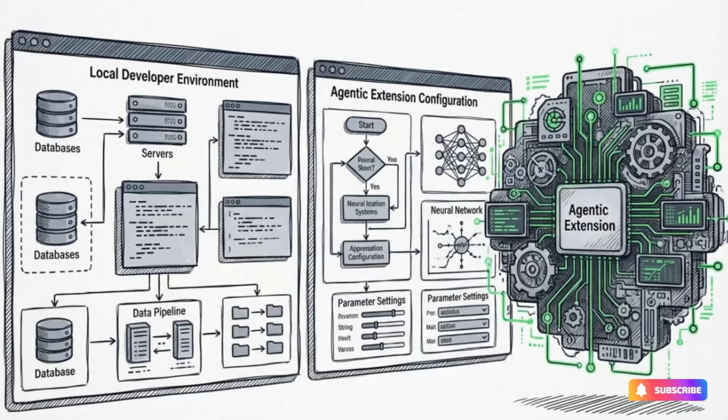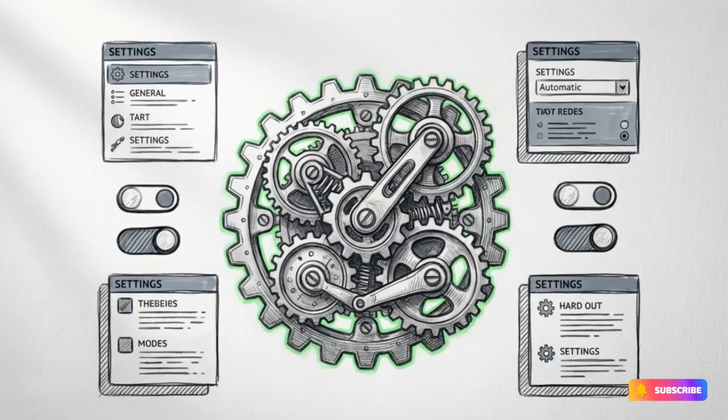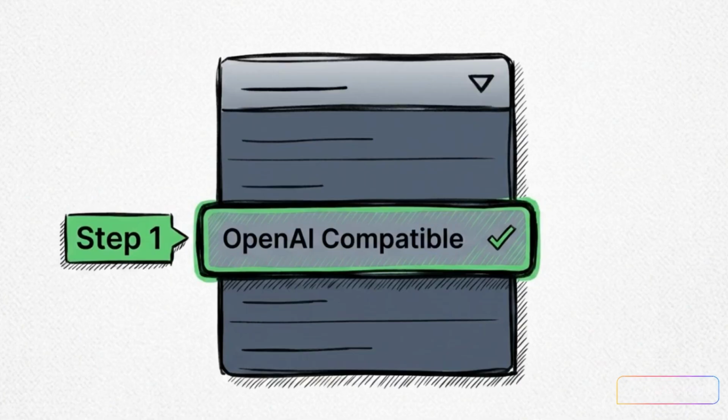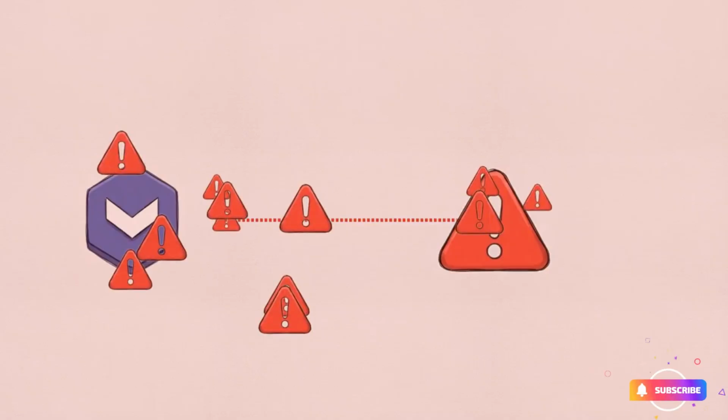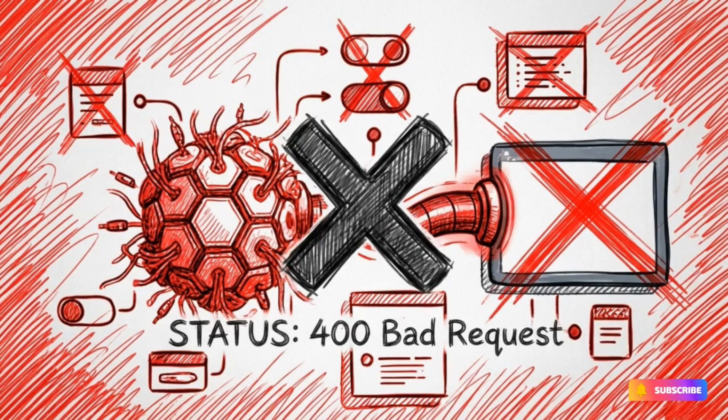Step 1 is preparing your environment. You need Visual Studio Code installed locally, paired with an agentic extension like Cline or Roo Code. Before you generate any API keys or navigate to external websites, open your extension's primary configuration menu. Locate the API Provider drop-down menu and select OpenAI Compatible. If you skip this, the local tool will format your prompts incorrectly. The remote server will reject the incoming data, and the connection will fail immediately.